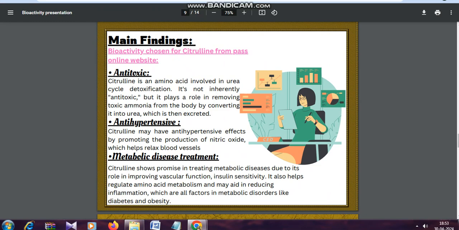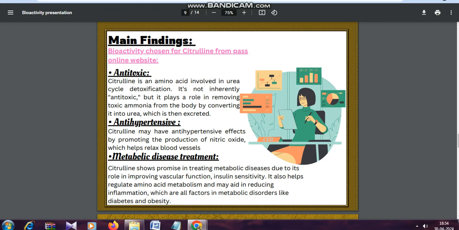So now moving on, main findings. The bioactivity of citrulline. As antitoxic, citrulline is an amino acid involved in urea cycle detoxification. It's not inherently antitoxic, but it plays a role in removing toxic ammonia from the body by converting it into urea, which is then excreted. Next is antihypertensive. Citrulline may have antihypertensive effects by promoting the production of nitric oxide, which helps relax blood vessels.